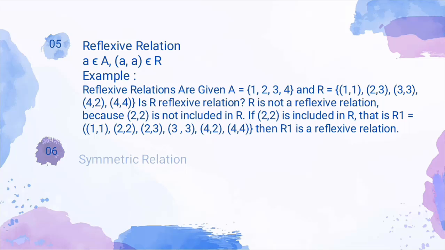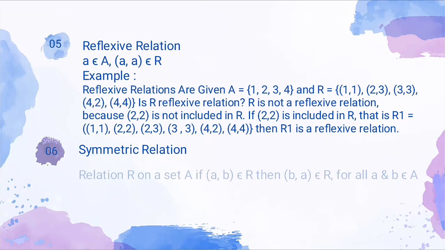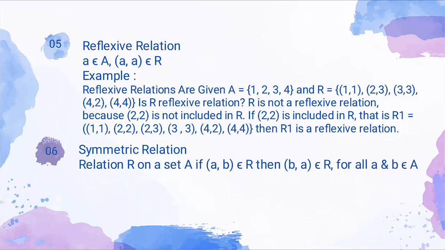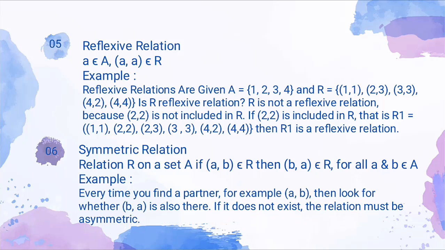Number 6, symmetric relation. A relation R on a set A is symmetric if (a, b) is an element of R, then (b, a) is an element of R for all a and b in A. Example: every time you find a pair, for example (a, b), then look for whether (b, a) is also there. If it does not exist, the relation must be asymmetric.